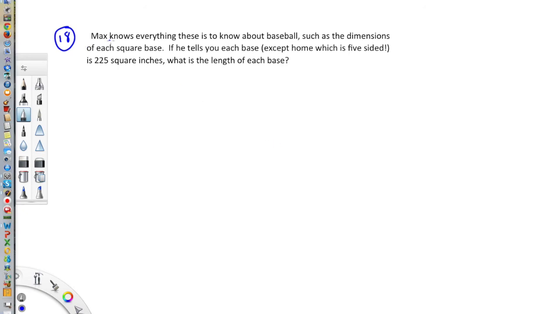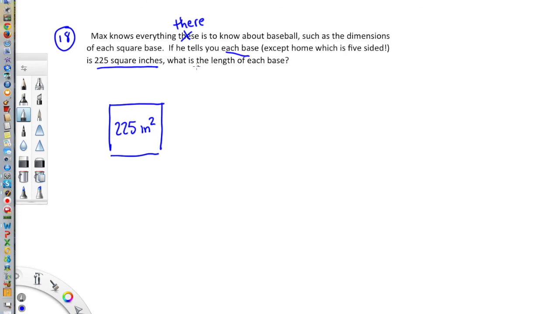Okay, number 18. Max knows everything there is to know about baseball, such as the dimensions of each square base. If he tells you each base, except for home plate, of course, which is 5-sided, a pentagon, is 225 inches square, what is the length of each base? Well, it says that each base is 225 square inches, and it's square. That's the size of each base.